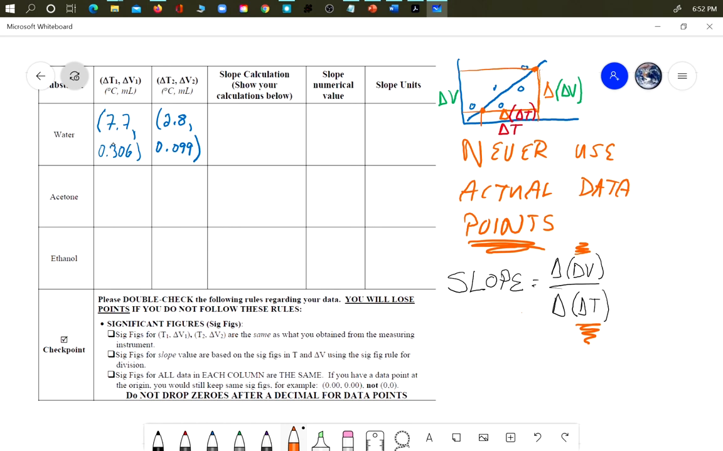I got them here. So here is not a temperature, but a delta T value of 7.7. And that had a corresponding delta V value from the graph of 0.306. And that's my first data point. And I did the same thing for my second data point, and I got these two. So now I want to do a slope calculation. And this is where we have to pay attention to significant digits.